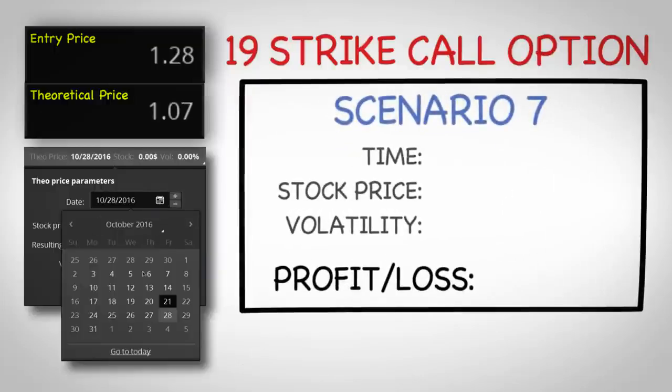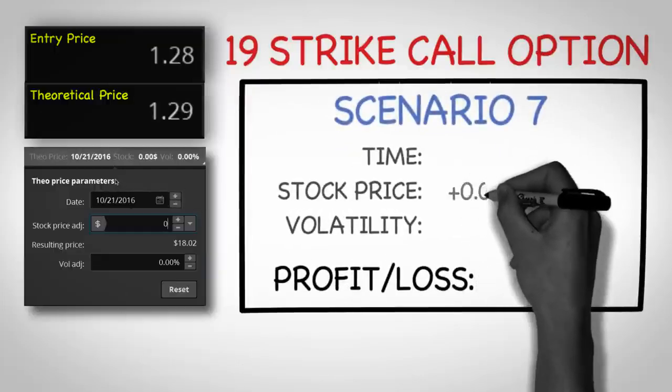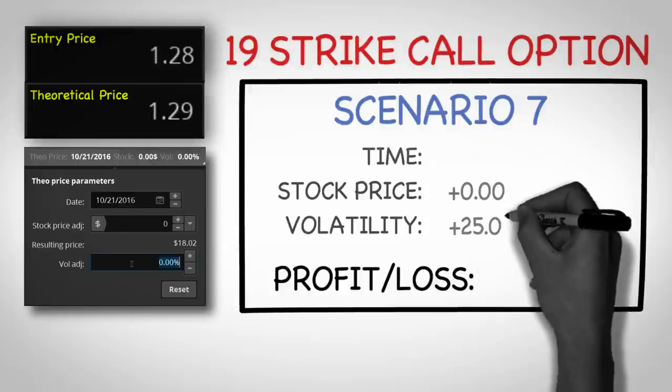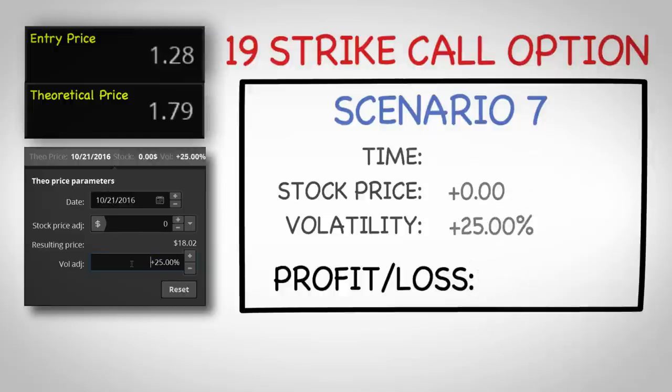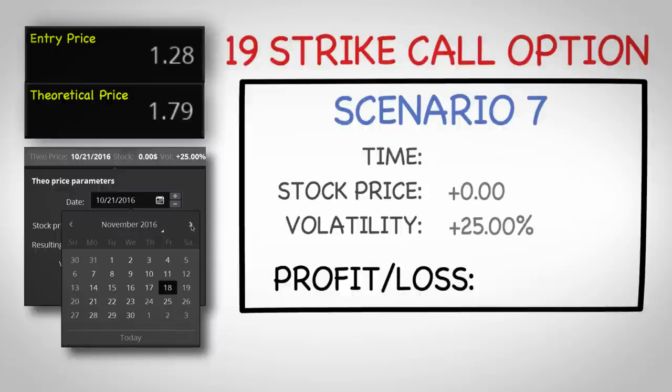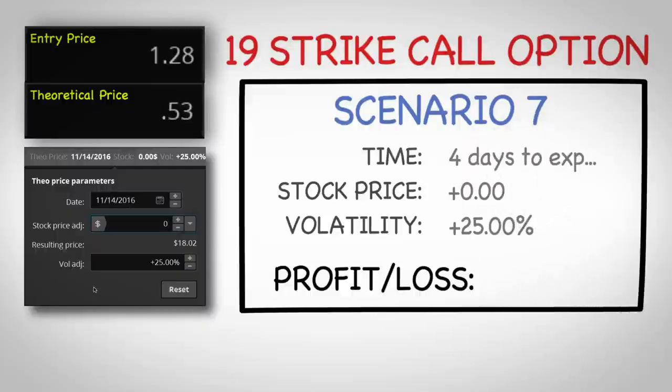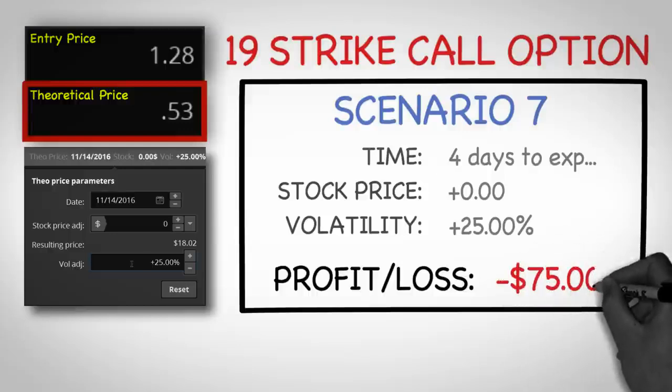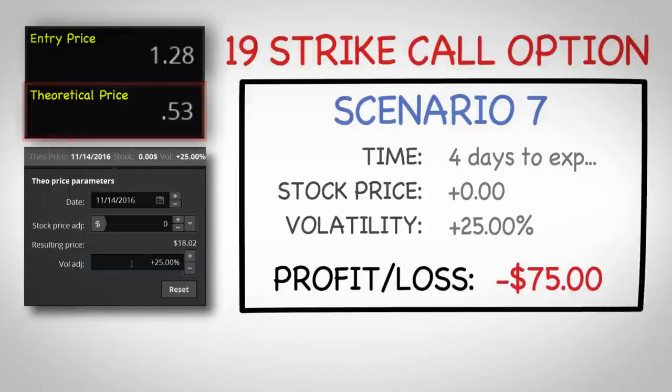Okay, just one more scenario. This time, let's say the stock doesn't move. Implied volatility goes up by a full 25%, but a little over 3 weeks has gone by and there are now only 4 days left until expiration. You can see that the price of this option is now 53 cents, resulting in a loss of $75. So the stock didn't move at all. Volatility went up huge, which is exactly what we would want to happen, but time decay more than canceled out the huge spike in implied volatility, which caused us to lose money on this trade.